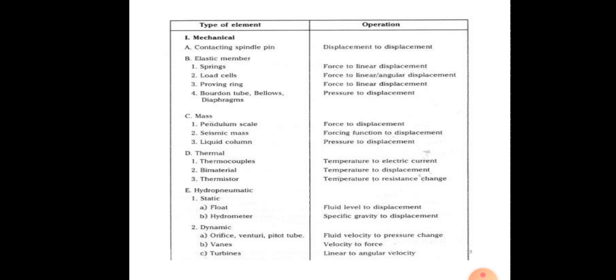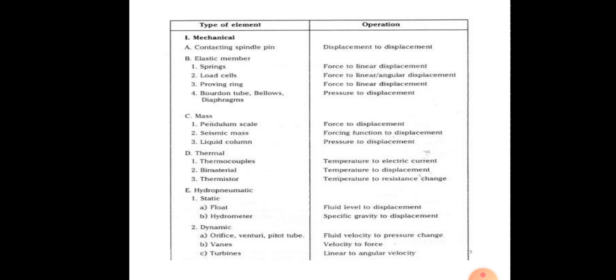What are the springs, how are they used, what are the load cells, and what are the proving rings. Here the operation is that force is converted into linear displacement, and in the Bourdon tube the pressure is converted into pointer displacement. Like that the operations are given in this table.